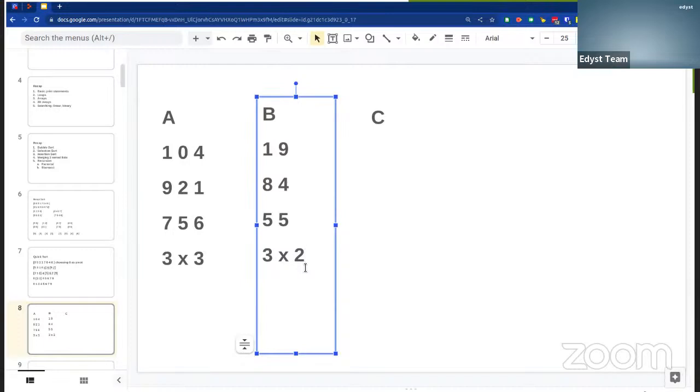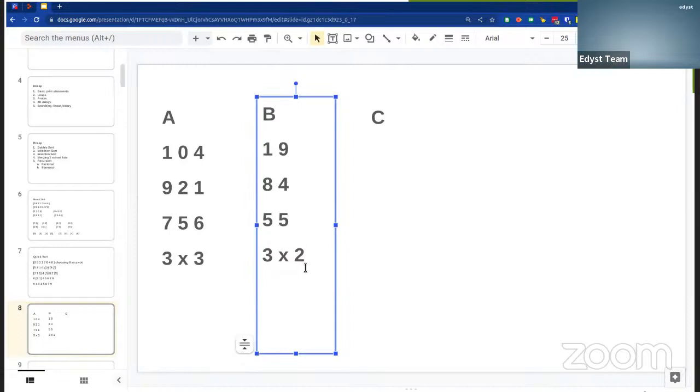Number of rows of first and number of columns of second will give me the dimensions of the final answer. Okay. Now try to do matrix multiplication of this. Now try it. It's possible. If you want to know how to do it, it's like this.